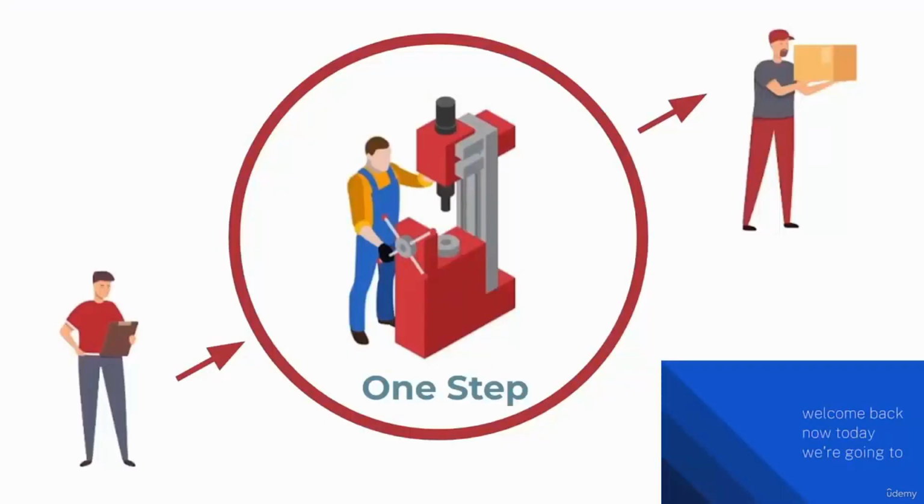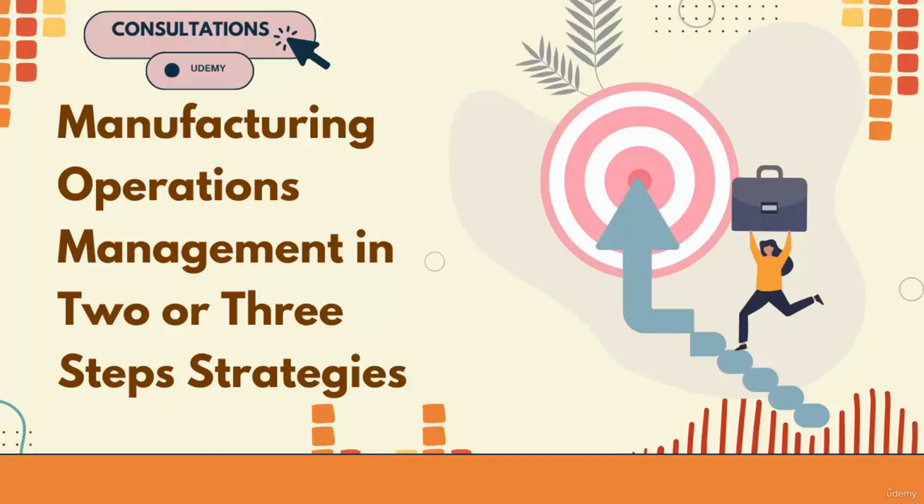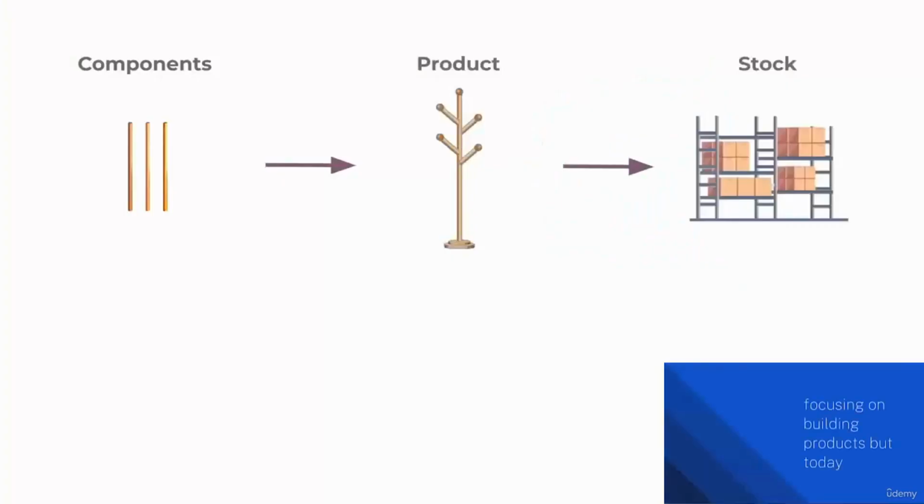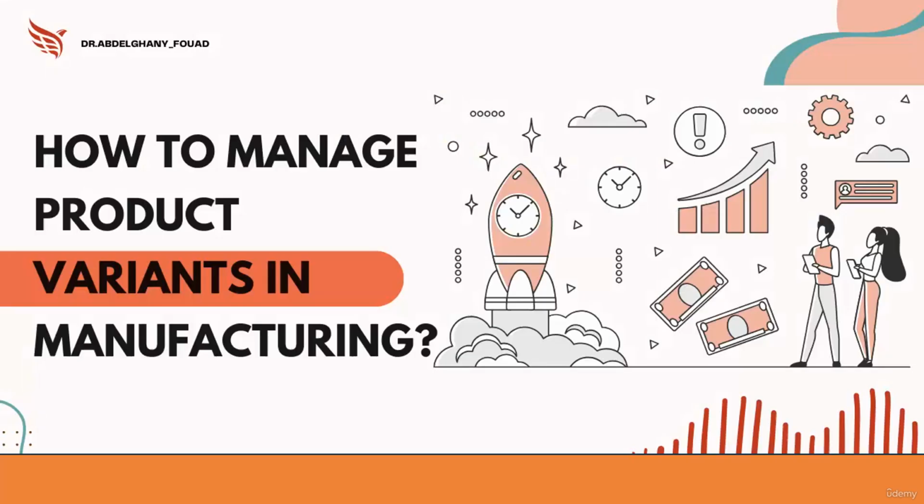Welcome back. Today we're going to learn the most basic method of manufacturing in one step, not two or three or however many steps. You might have been focusing on building products, but today we're going to do some planning, and we're also going to briefly touch on some big business bro words like procurement.